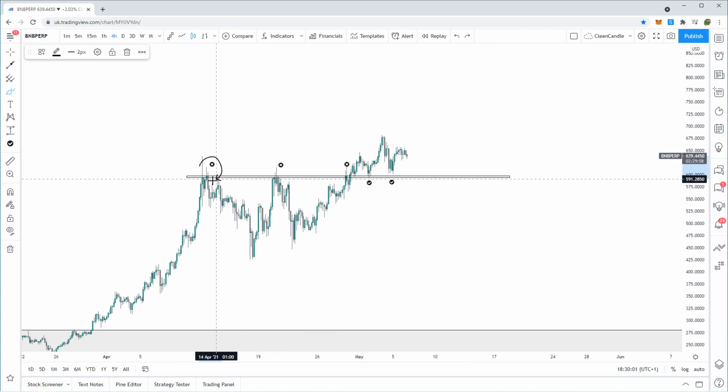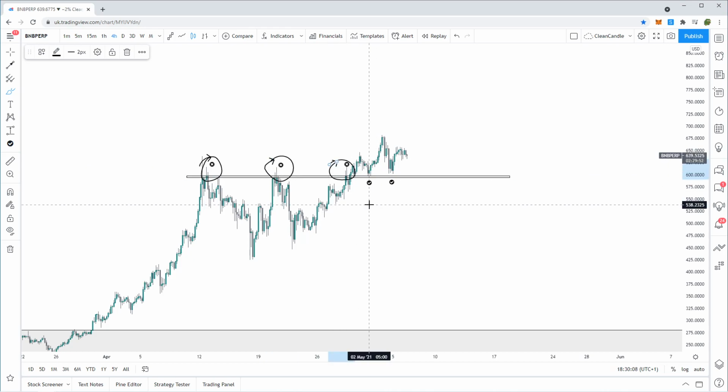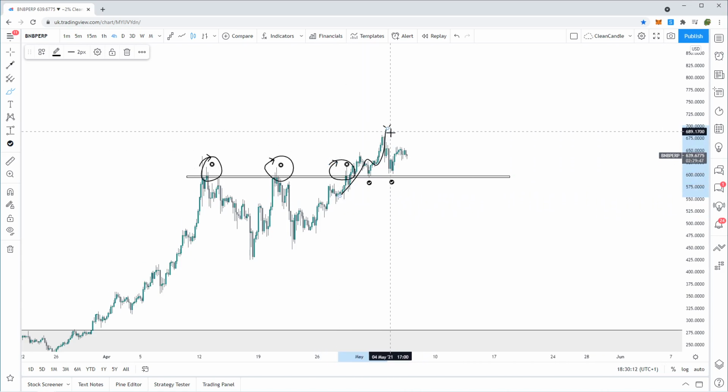So we run out of supply here. We eventually get rid of all of that supply. There are no more apples left. We have to find new apples. And we do that by traveling higher, further up the tree, and we find new apples. We sell off again.